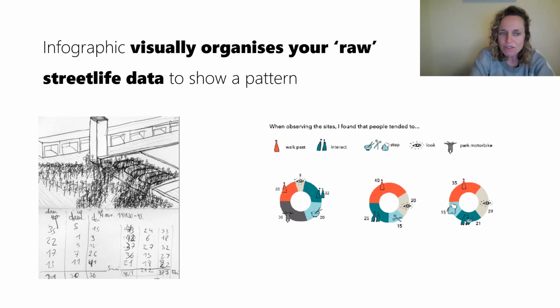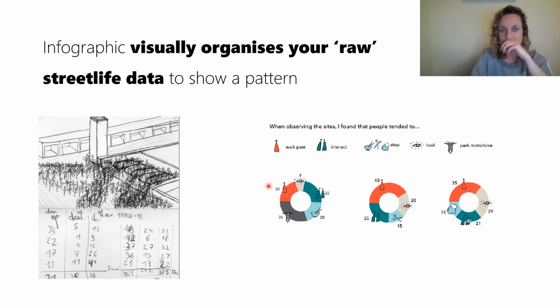So your infographic will be generated directly from the tallying or the counting or the data collection that you've been doing in your sketchbook. So your sketchbooks might look something like this. You've been looking at movement, for example. You're counting, in this example here, who's moving up, who's moving down, and who are they? And so this raw data will be translated using digital editing, again to highlight a pattern.